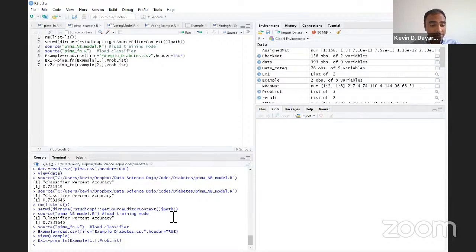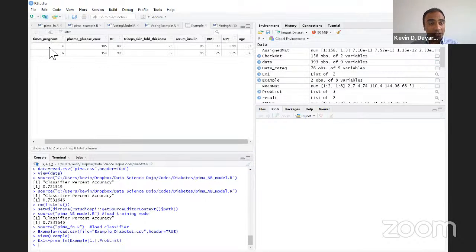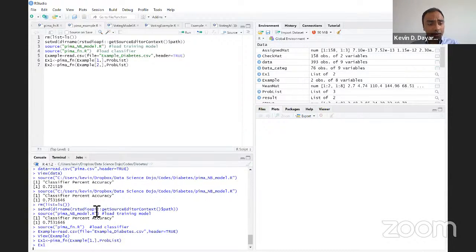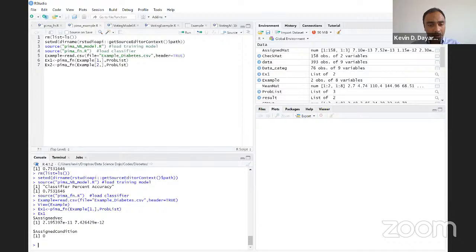So I have applied it to the first row in that data set, namely this patient who was pregnant 4 times. And let's see here. So these are the two probabilities. The former wins, so this patient is not assigned to have diabetes. It's not predicted that they have diabetes.